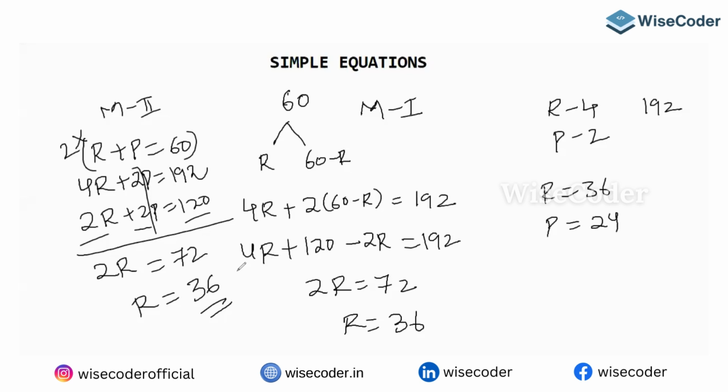So this is all about simple equations. In simple equations, the only agenda is this: you need to make an equation. If you make an equation, your job is done. If you don't make an equation, you are not going to get it. How to make an equation? Read the sentence properly. Once you are done with your reading, make an equation, then you can get your answer very easily.